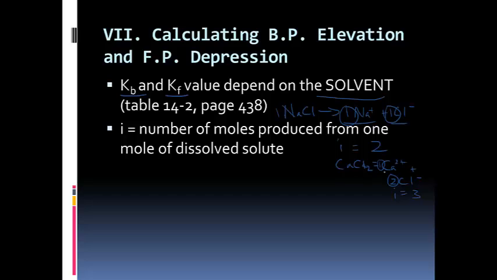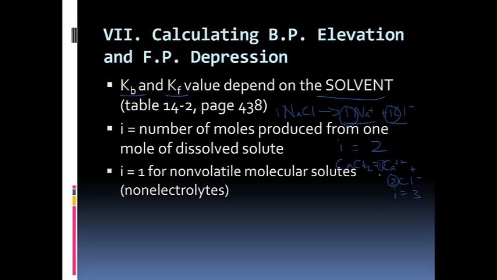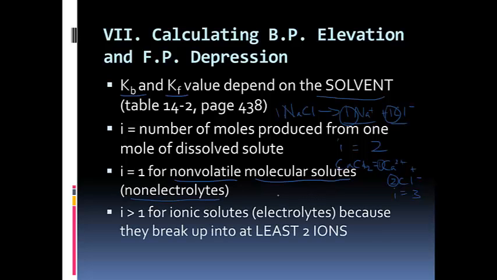Okay, so I here, you got one of these, 2 of those, I would be equal to 3 for calcium chloride. Okay, so if your solute is a non-volatile molecular solute and it's a non-electrolyte, I will be equal to 1. Okay, because what happens? 1 mole gives you 1 mole of particles. Okay, and for any ionic solute, I is always greater than 1. Okay, because you have to break up into at least 2 ions.